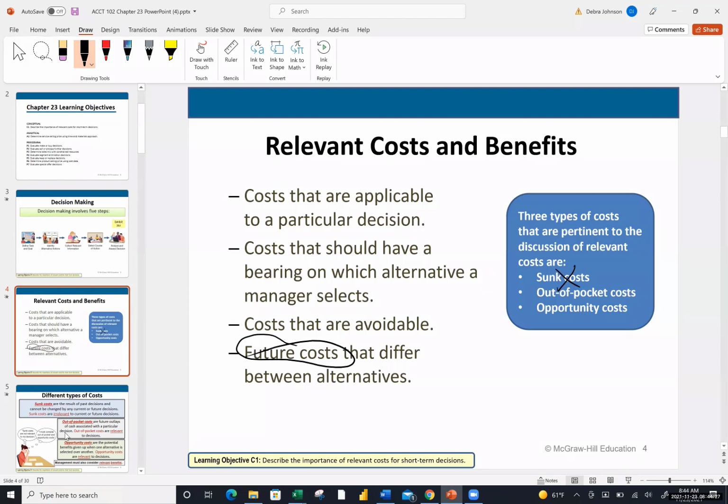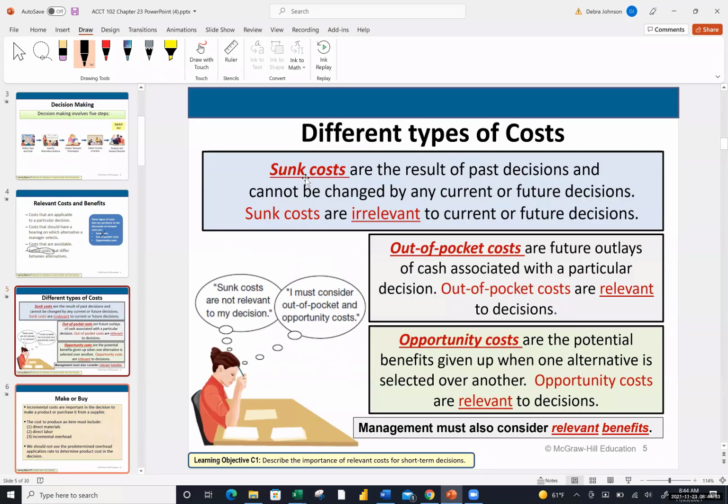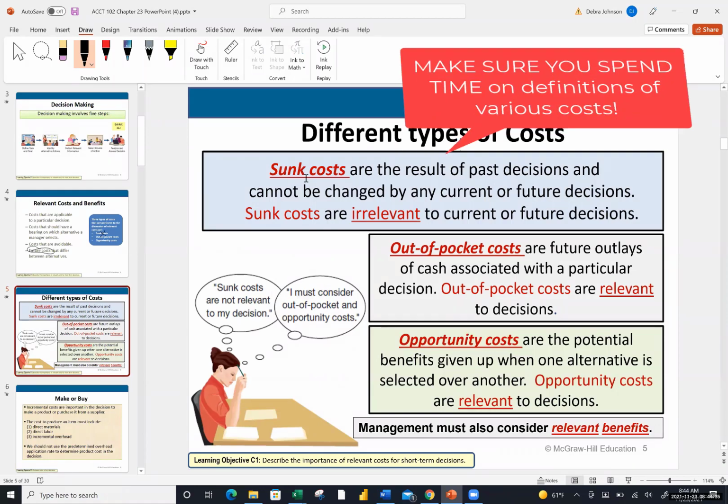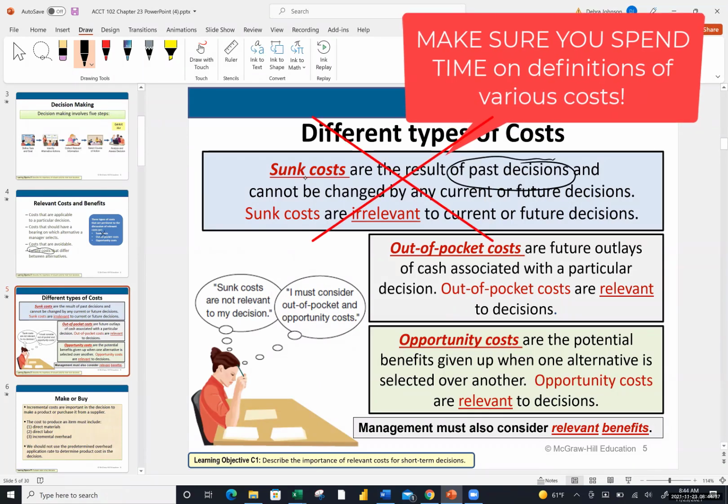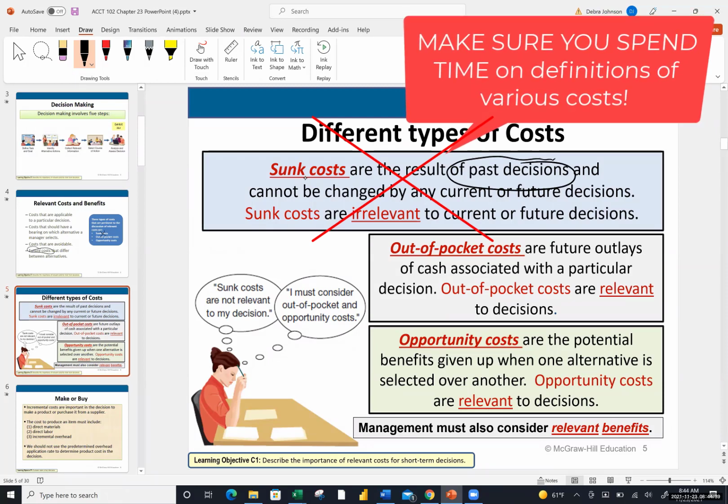Okay, and then the next slide I wanted to show you again is different types of costs. So sunk costs again are past. That's the reason that they're not relevant. It is something that's already happened. There's nothing we can do about it. We cannot change them.